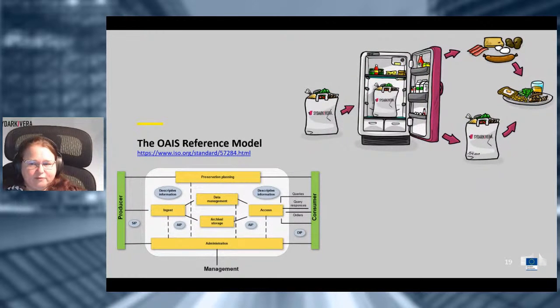We order the chaos with the help of the OAIS reference model. On the left, you have the really proper image of it. I usually talk about the top right image, which makes it easier to explain for everybody what we are doing. I'm going grocery shopping.